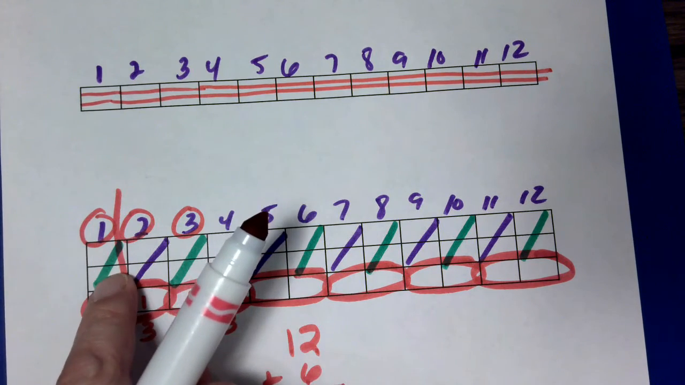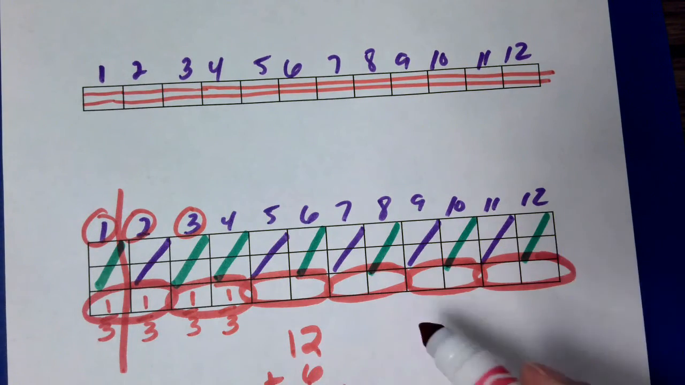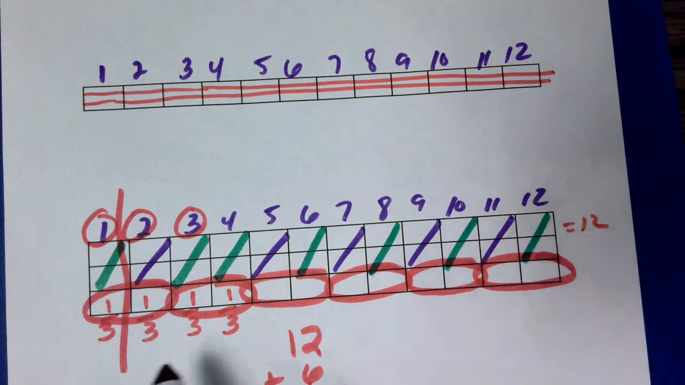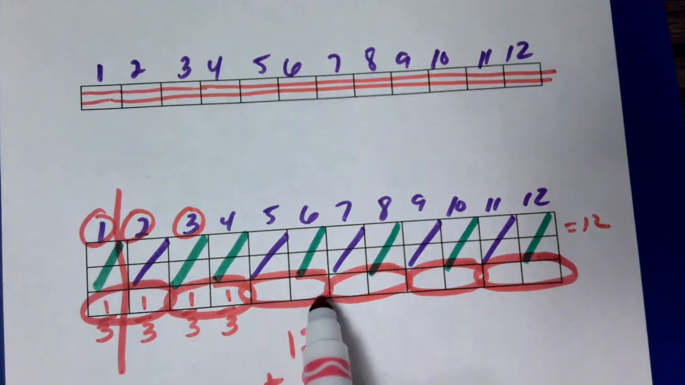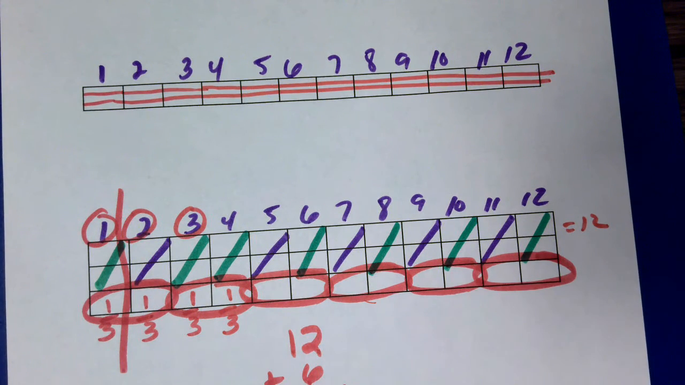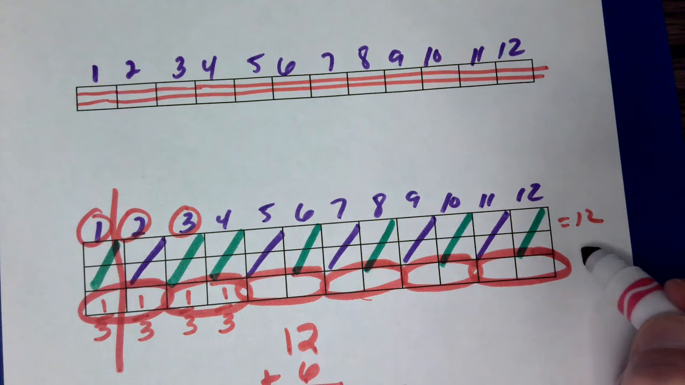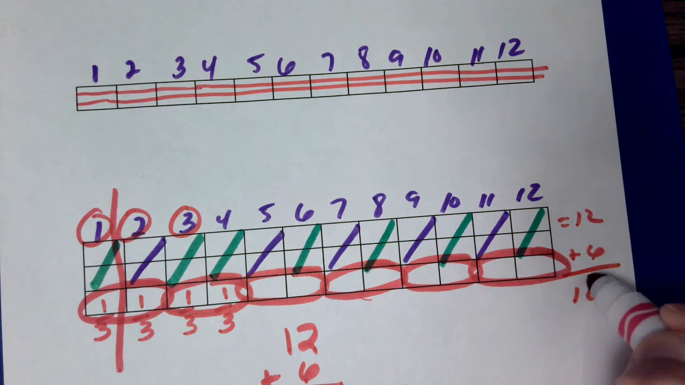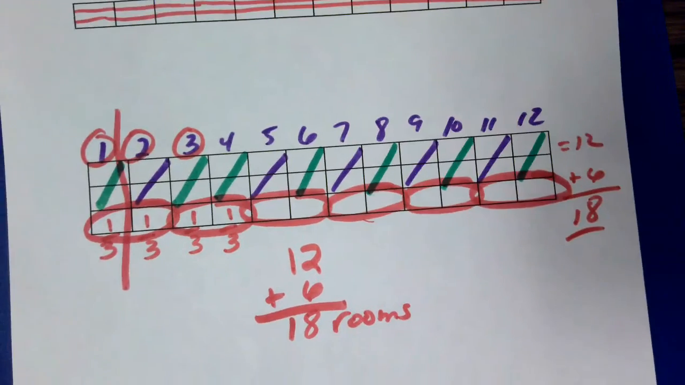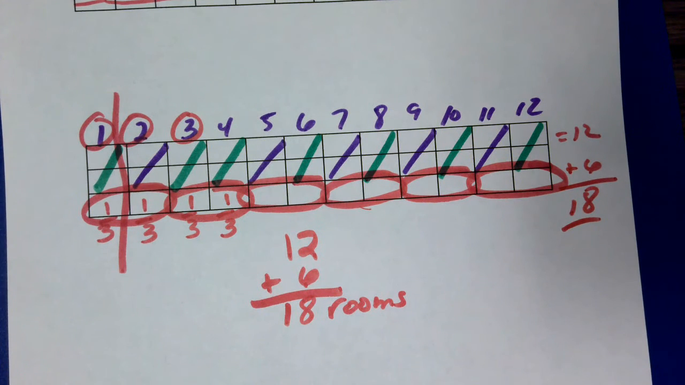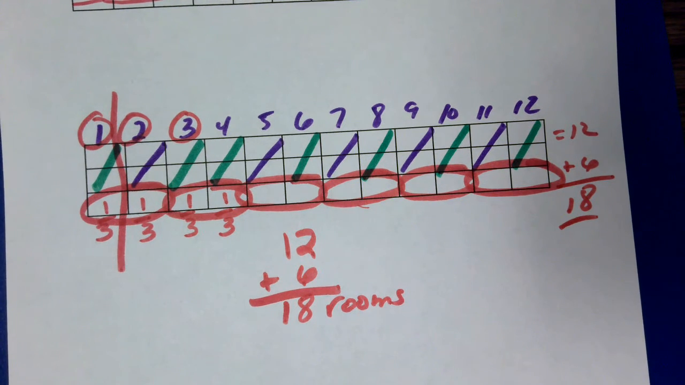The first 2/3 is for one of the rooms, which is equal to 12 up here. And then these 2/3 plus 2/3 plus 2/3 plus 2/3 plus 2/3 plus 2/3 would give us an additional 6 rooms. That would give me 18 total rooms. All right, I hope you're happy with that, and stay tuned for your question to do on your own.